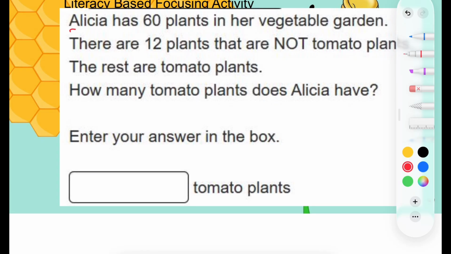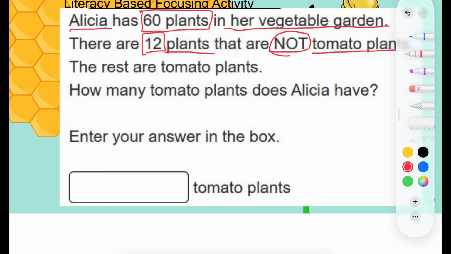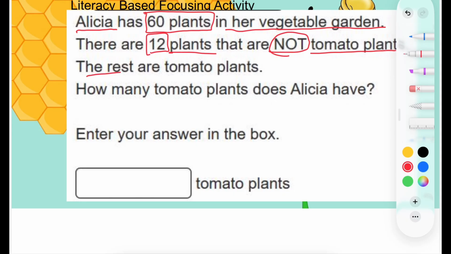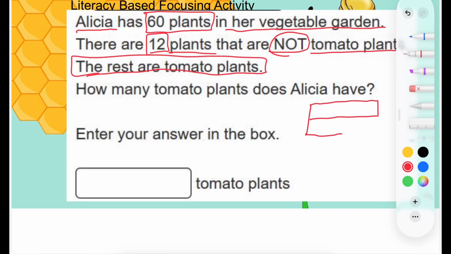In the text, the story is about Alicia, and she has 60 plants in her garden. That's 60 plants in all. But then 12 plants are not tomatoes. The rest are tomato plants. How many tomato plants does Alicia have? Well, I boxed numbers and words that will have to go in our tape diagram. This is the type of tape diagram that matches our story.